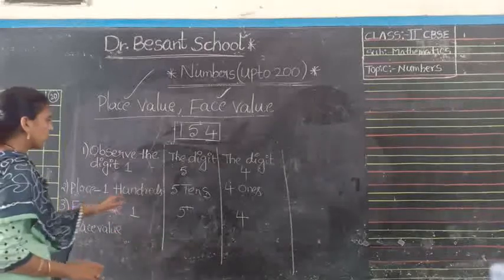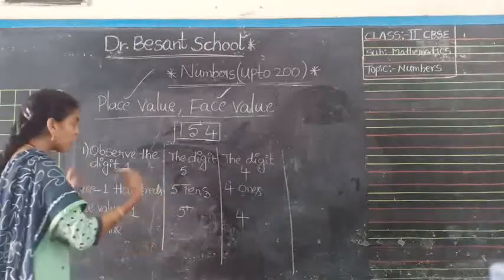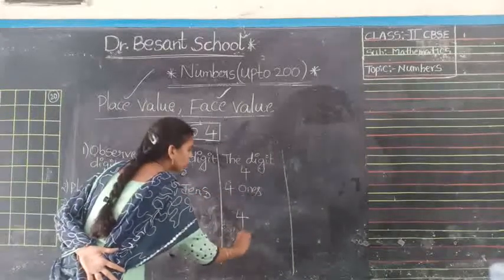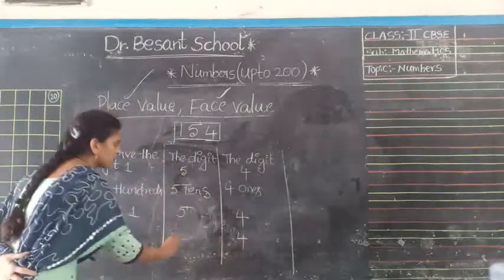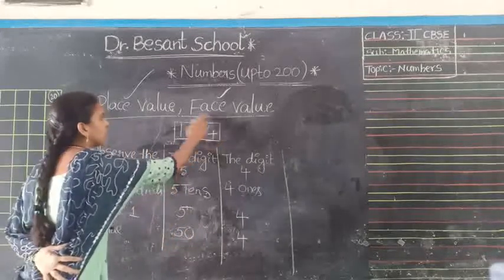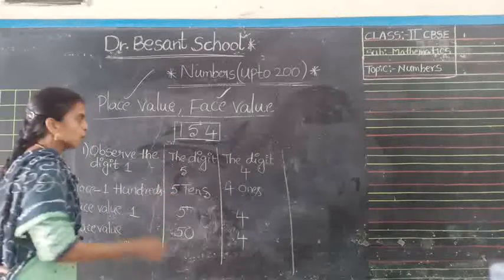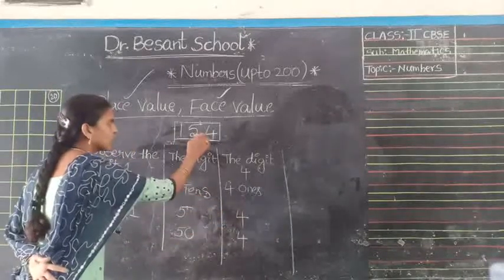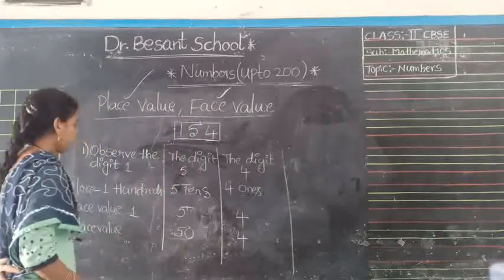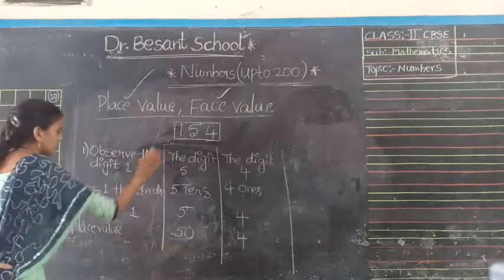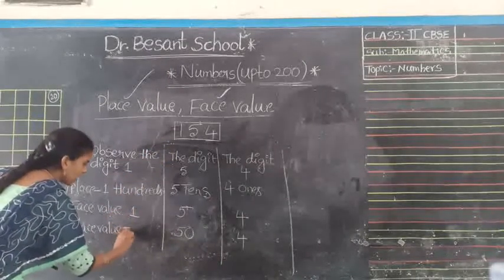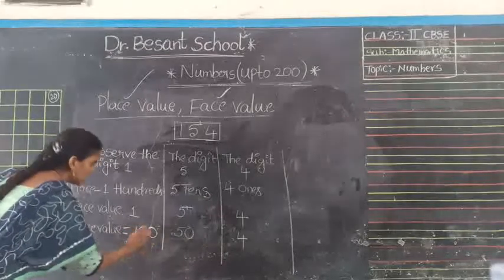That means here the places we have observed. Now the values we are writing here. 4 ones means what? 4. 5 tens means what? 50 is the value for the 5 in the number 154. 4 is the value of the digit 4 in the number 154. Next come to the digit 1. The value of 1 is in hundreds place. So the value is 100.